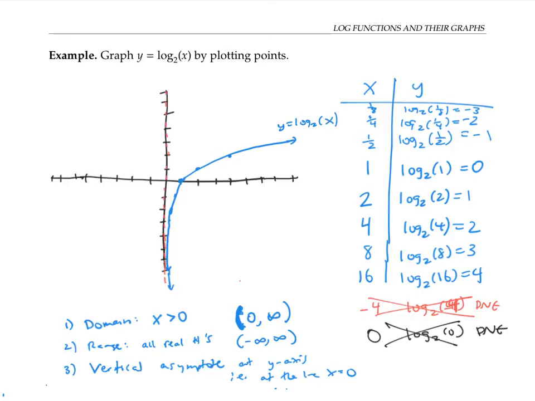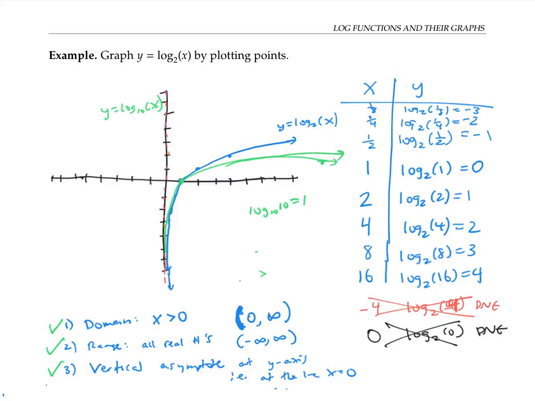But if I wanted to graph, say, y equals log base 10 of x, it would look very similar. It would still have a domain of x values greater than 0, a range of all real numbers, and a vertical asymptote at the y-axis. It would still go through the point 1, 0, but it would go through the point 10, 1 instead, because log base 10 of 10 is 1. It would look pretty much the same, just a lot flatter over here. But even though it doesn't look like it with the way I've drawn it, it still gradually goes up to and towards infinity.